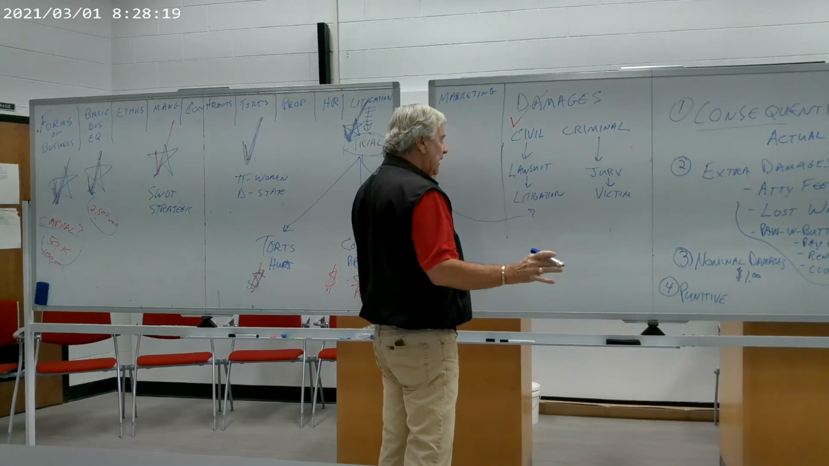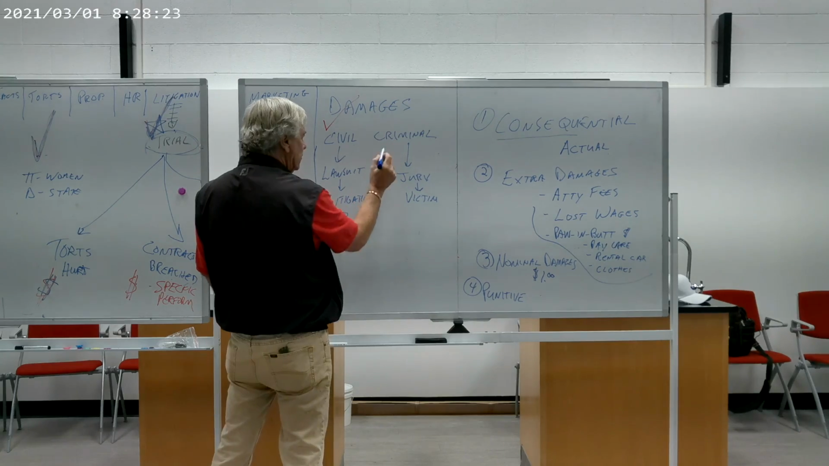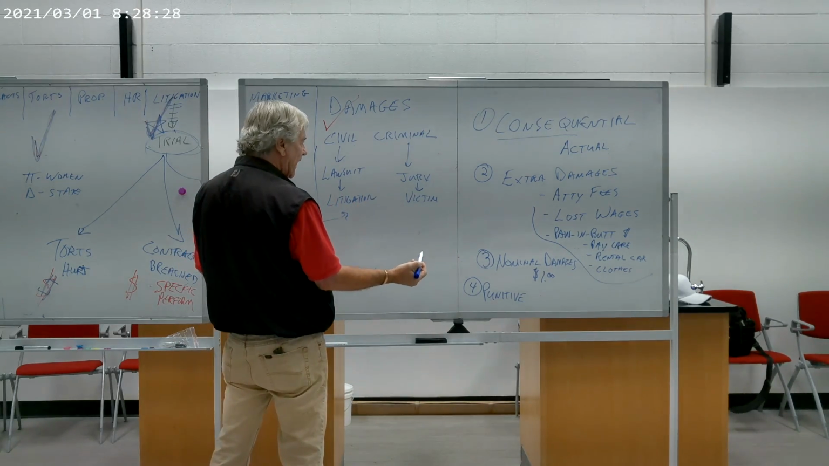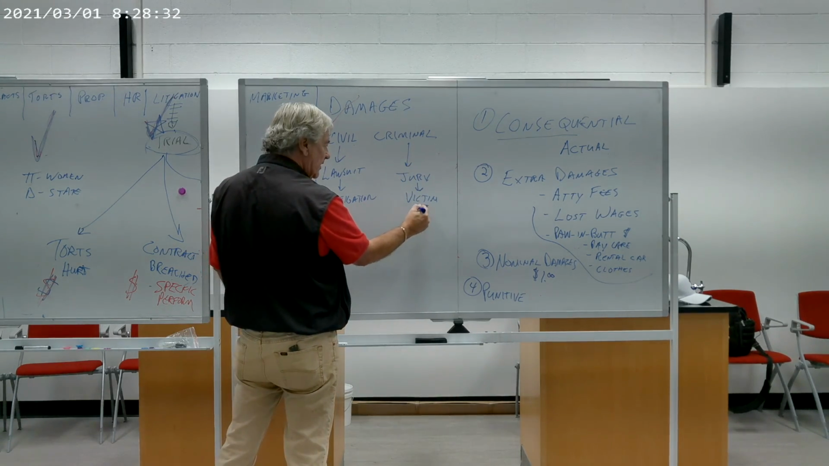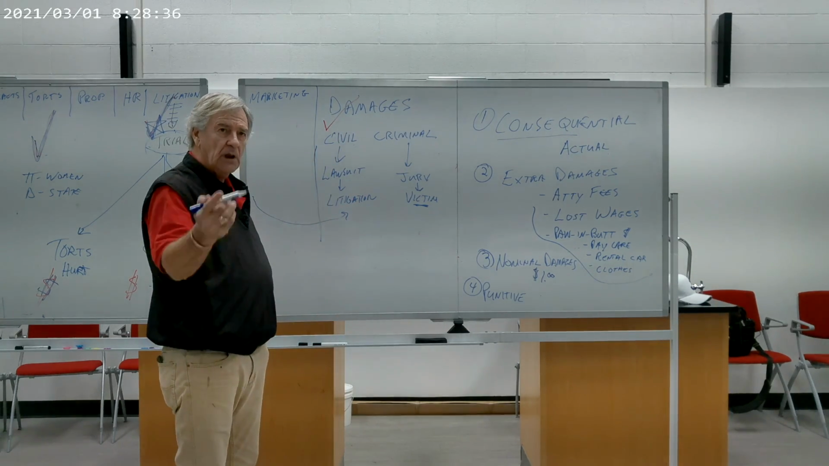All right, now we're doing damages today. Damages is quick and easy. You can have damages in civil court and damages in criminal court. We're not doing criminal in this class, but in criminal court, the jury can give the victim damages, usually dollars. Yeah, Bobby?